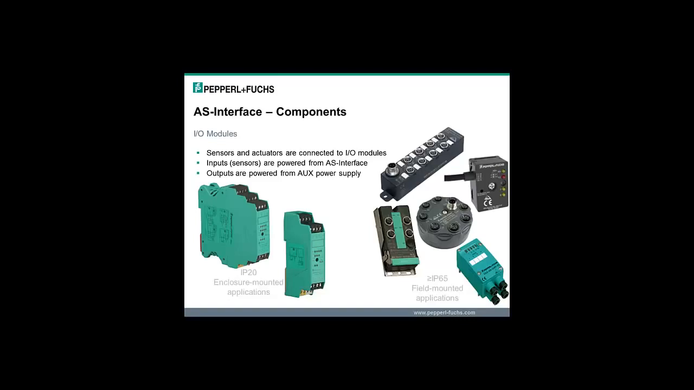In general, sensors connected to the modules are powered from the yellow AS interface cable, while outputs are powered from the black aux power cable. With very few exceptions, an input-only module does not connect to the aux power cable. The connection diagrams on our datasheets tell you whether or not aux power is required. The yellow AS interface cable is certainly always needed, and it is used to establish communications.